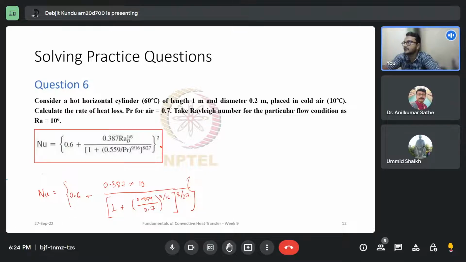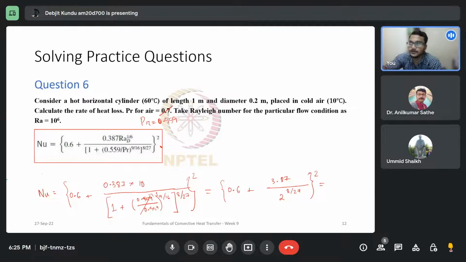We can simplify this a bit. So let's forget about air. Let's take any other fluid for which the Prandtl number is equal to 0.559. In that case, this goes to 1. So 1 plus 1 becomes 2, and the square over here. So this can be simplified as 0.6 plus 3.87 over 2 to the power 8 by 27, the square of this thing.